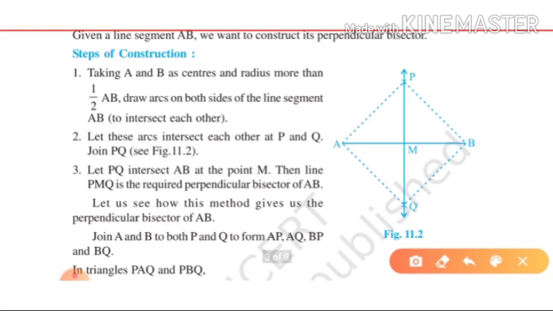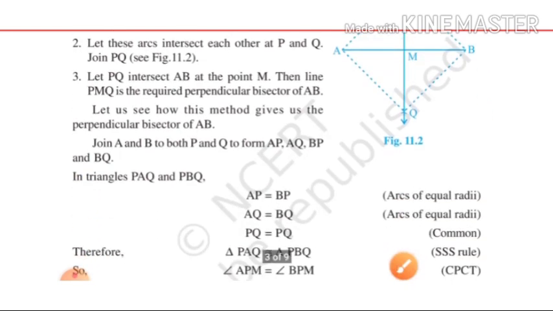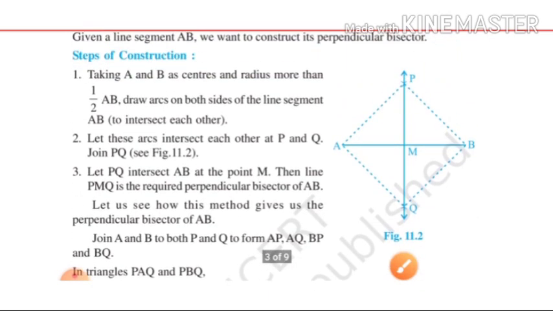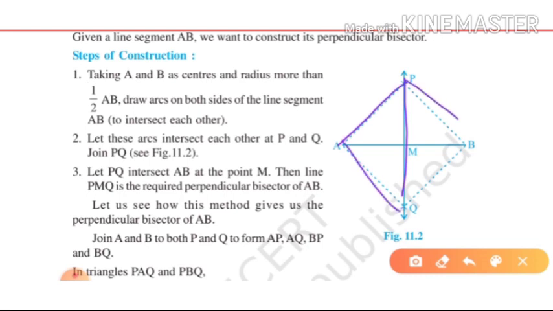As it is the midpoint, from here we have taken the same radius, so AP and BP are equal. Then again AQ and BQ are equal. And then this PQ. Now we take this triangle and this triangle, and we have seen this side is equal to this side, this side is equal to this side, and PQ is the common side.